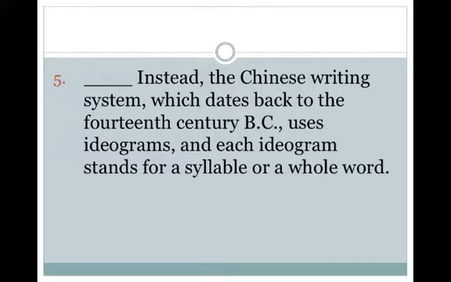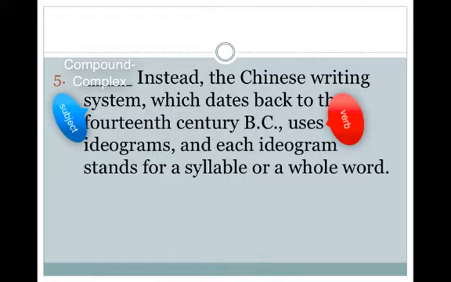And number 5, instead, the Chinese writing system, which dates back to the 14th century BC, uses ideograms, and each ideogram stands for a syllable or a whole word. This is a compound complex sentence. The main clause has a subject, system, and verb, uses.